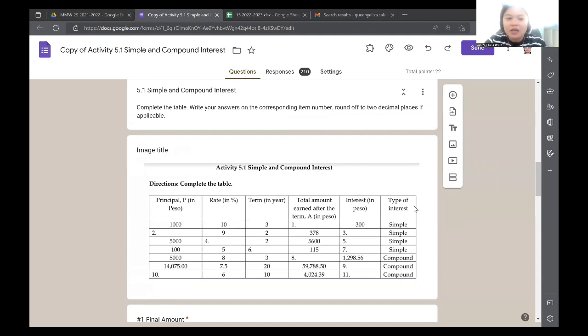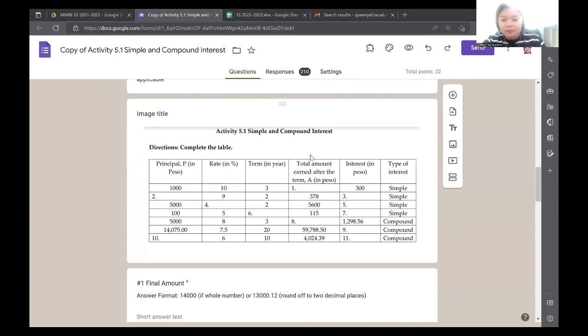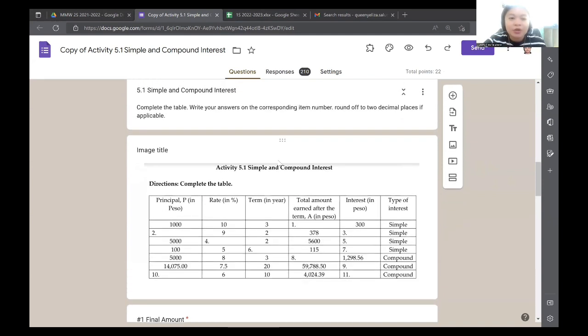So, here is the activity. It is in a Google Form, 22 points only. All you have to do is simple and compound interest. What you're going to do is complete the table. Write your answers on the corresponding item. Round off to 2 decimal places, if applicable. If it's a whole number, just write it as is. If it has decimals, that's the time you use 2 decimal places.